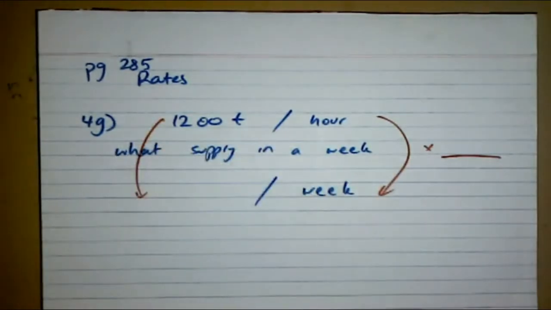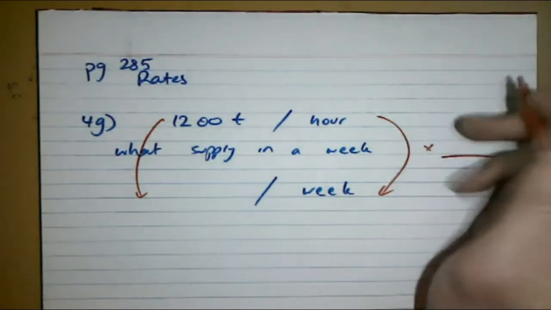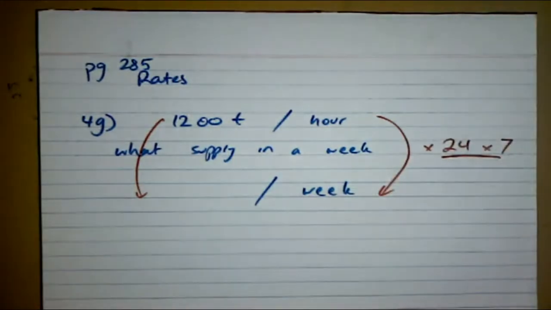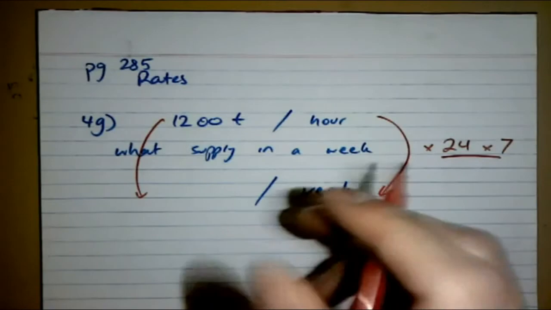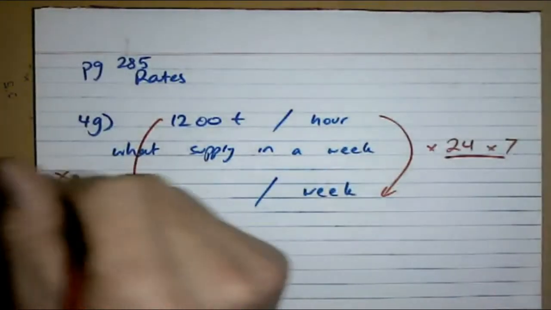Okay, so it's just like ratios. So how many hours can go into a week? So how many hours in a day? 24. How many days in a week? 7. 24 times 7. Yay. So I'm going to use that same multiplication onto the other side.